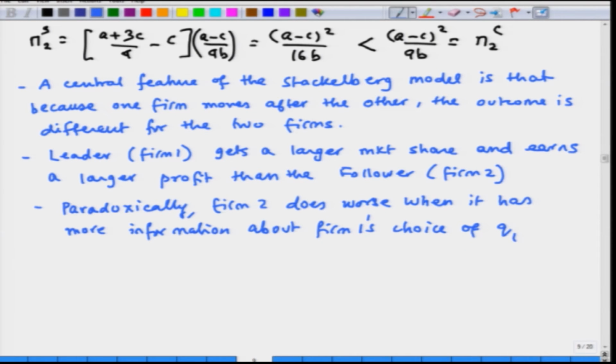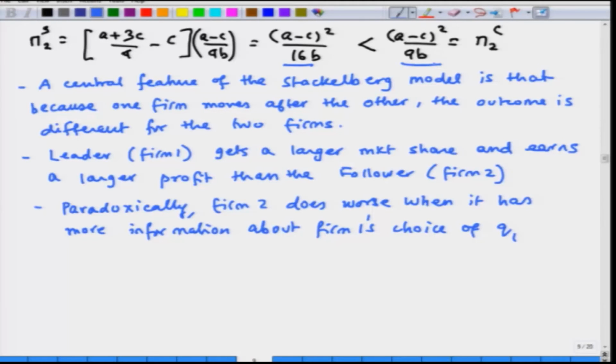In the Cournot model, both the firms were simultaneously choosing their output. So, in particular firm 2 did not observe what firm 1 was doing. In particular, firm 2 did not know what the Q1 was. Now, firm 2 moves after firm 1. So, firm 2 has seen what Q1 has been chosen by firm 1. Surprisingly, even with better information, firm 2's profit is now lower than what it would have gotten had it not observed Q1. Okay. And the reason for this is the following.